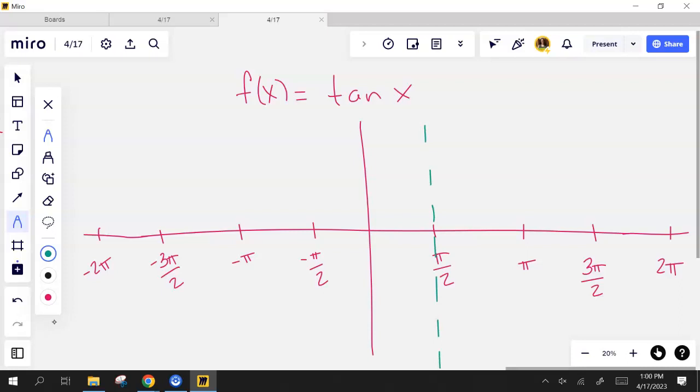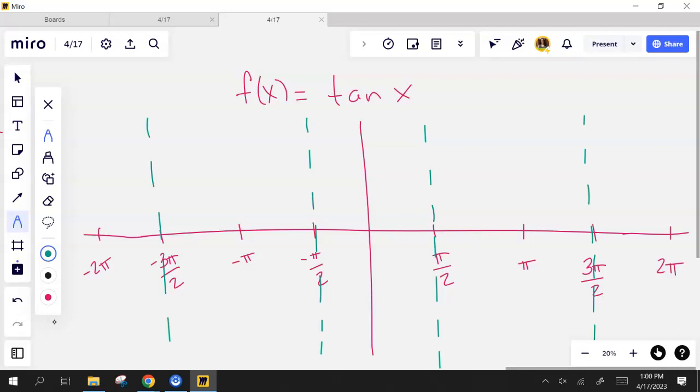It's an asymptote. In fact, everywhere tangent is undefined on your unit circle is a vertical asymptote. Look at your unit circle. Where all is tangent undefined? Tangent's undefined everywhere cosine is 0 because you can't divide by 0. And my pattern is going to start repeating. All right, I'm going to show you.